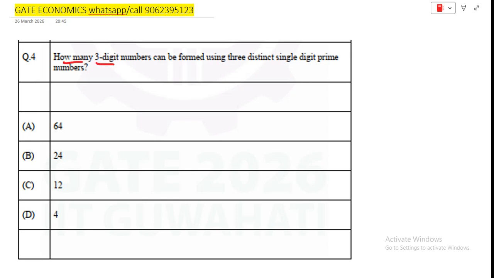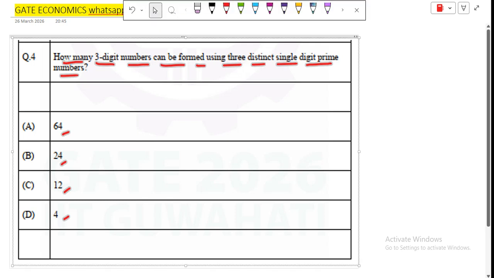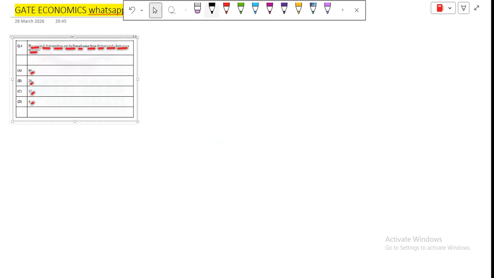So let's read the question first. How many three-digit numbers can be formed using three distinct single-digit prime numbers? And there are four options: 60, 64, 24, 12 and 4. And we have to find which option will be correct for this question. Okay, so let's solve it together.